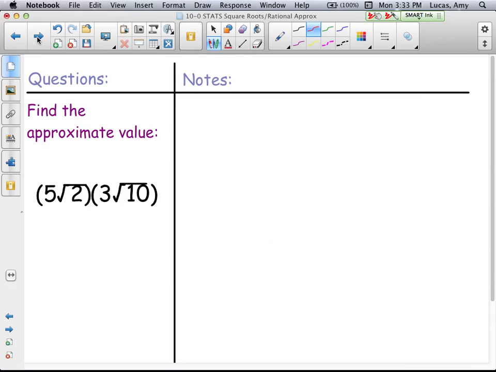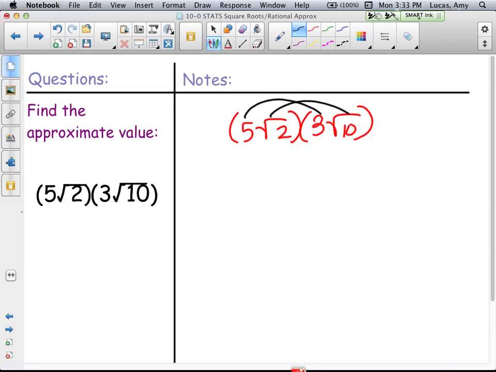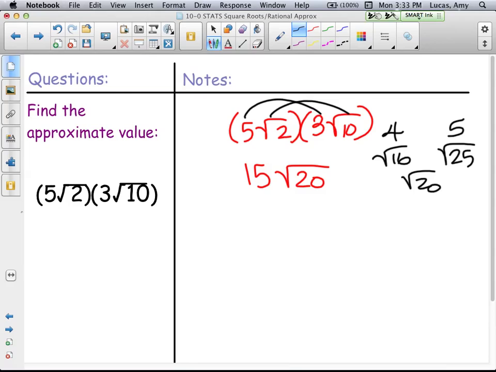This one, just like the last one, only with multiplying, we're going to multiply the numbers that are in front, and we're going to multiply the numbers that are under the roots. So 5 times 3 is 15, 2 times 10 is 20. Now approximate that square root of 20. So it's between 25 and 16, so between 4 and 5, a little closer to 4, so about 4.4.